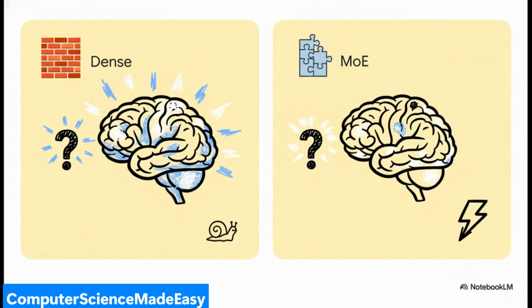Okay, to get why this happens, we need to geek out just for a second on how AI brains are built. You've got two main types. First, there are dense models. Think of these as using their entire brain for every single question. It's thorough, but it's slow. Then you have mixture of experts models, or MOE for short. These are built for pure speed, using only tiny, specialized parts of their brain for any given task.